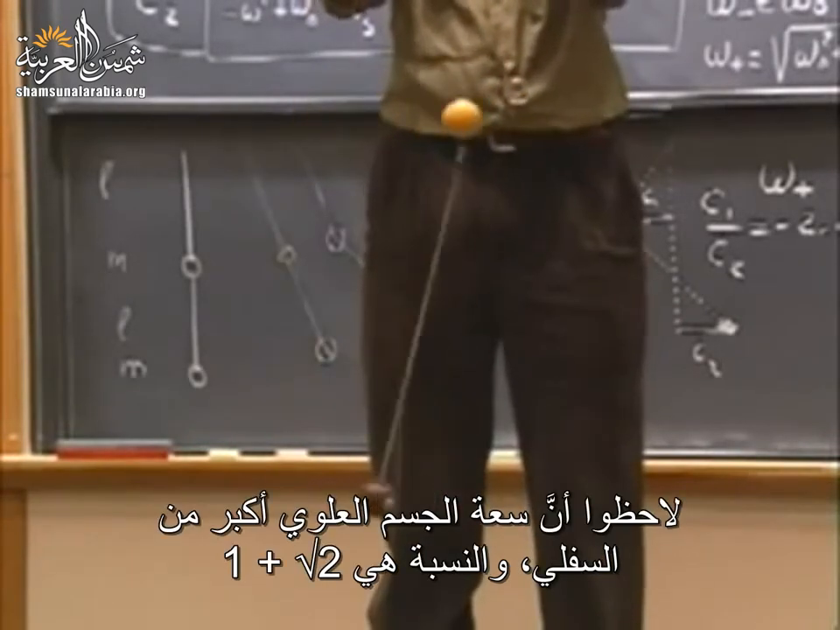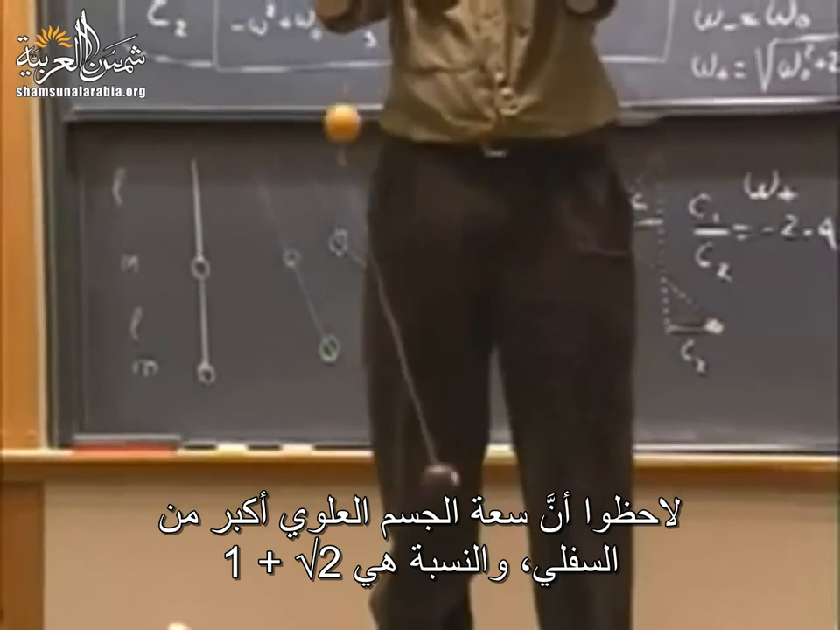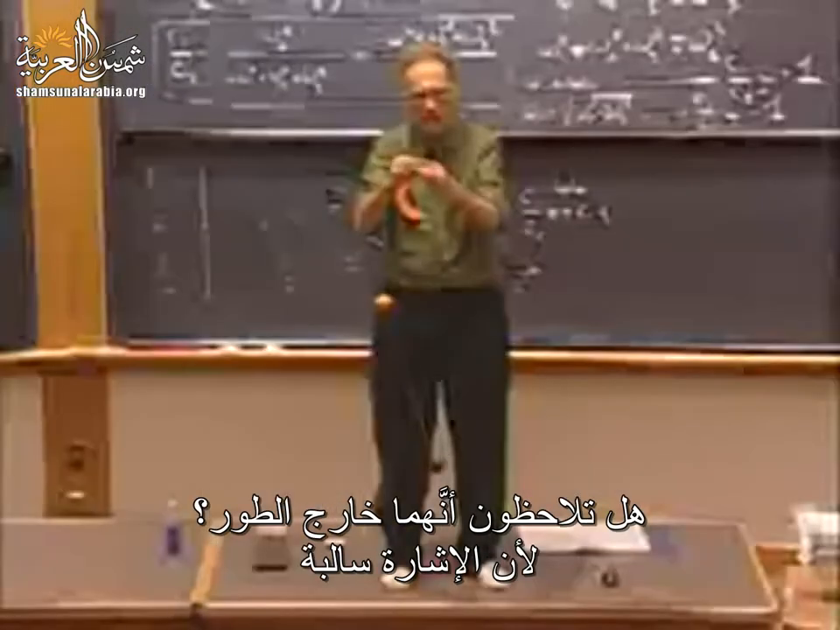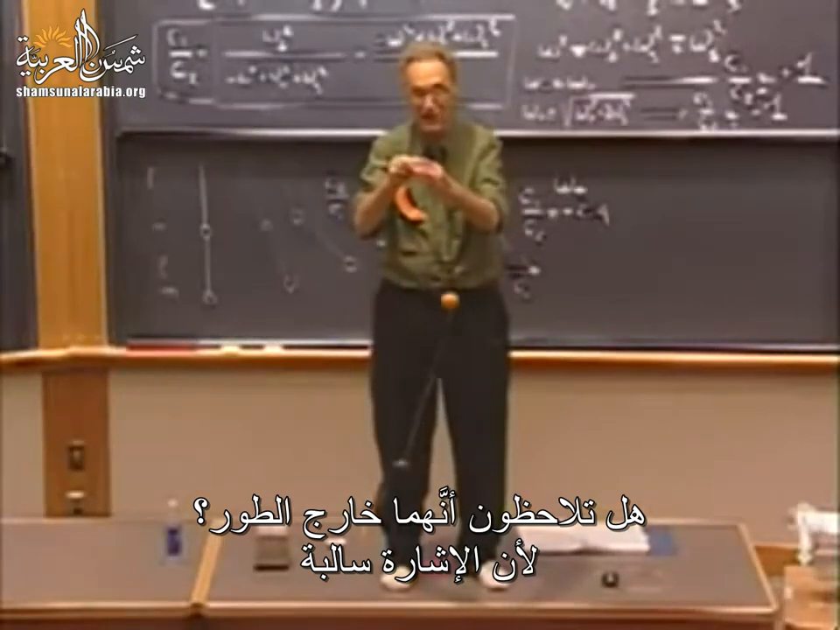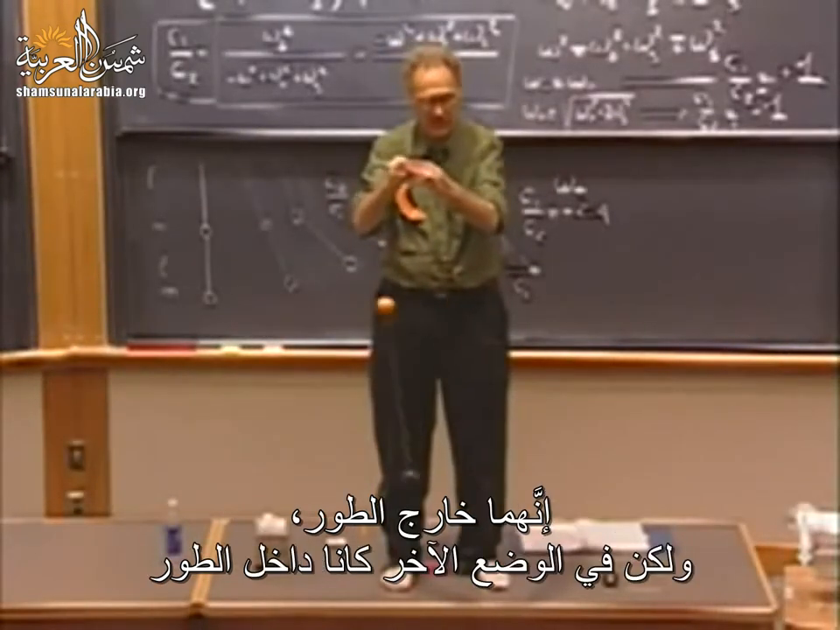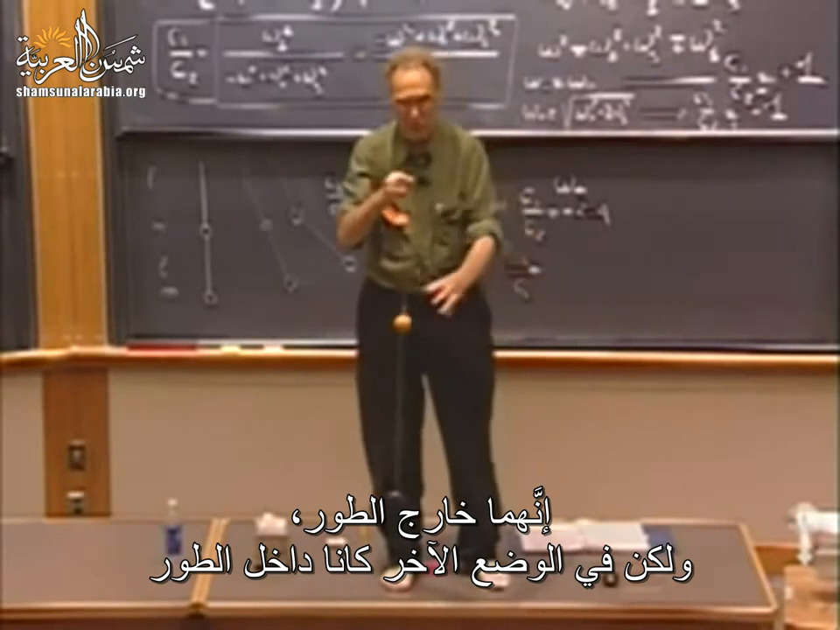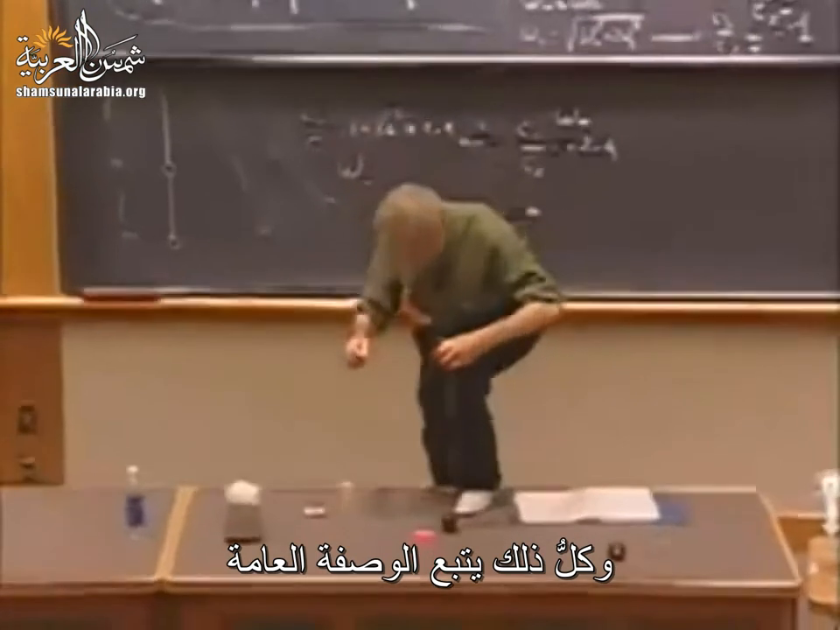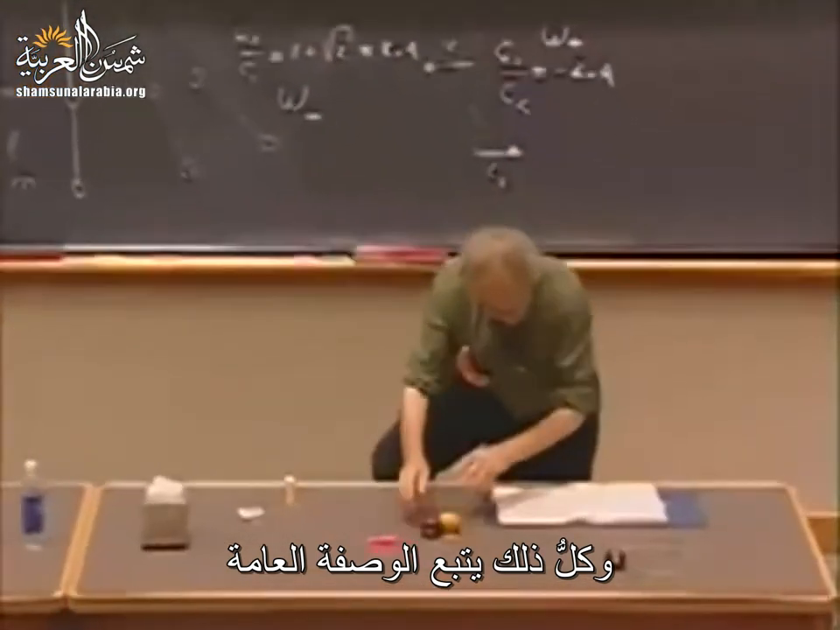You notice that the upper one has a much larger amplitude than the lower one. And the ratio is 1 plus the square root of 2. Did you notice they're out of phase? It's the minus sign. They're out of phase. And in the other mode, they were in phase. And so all of that will follow from the recipe.